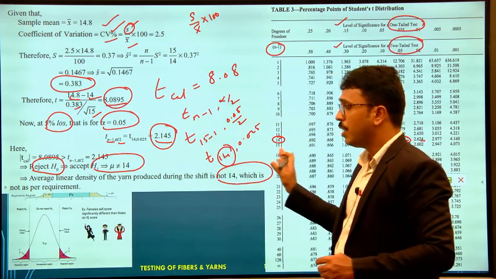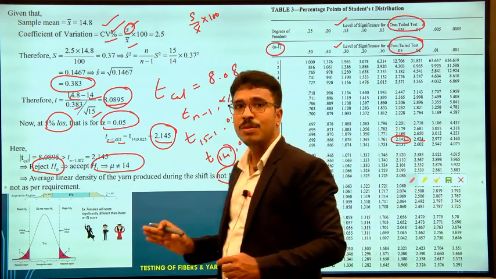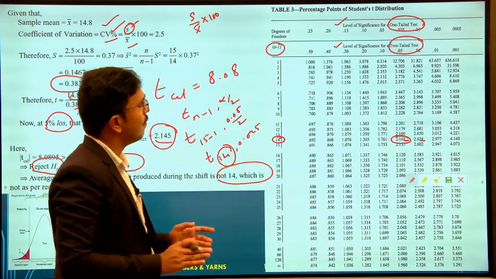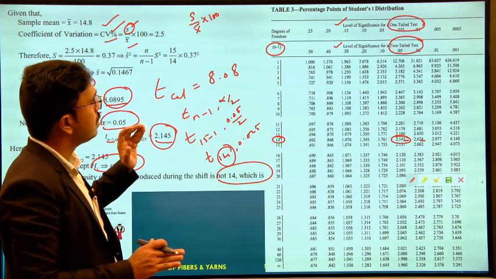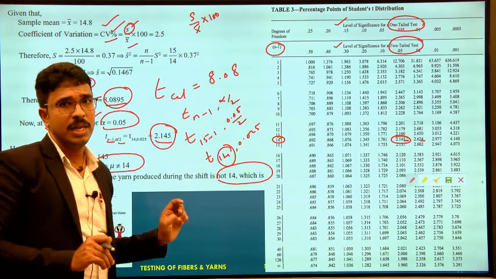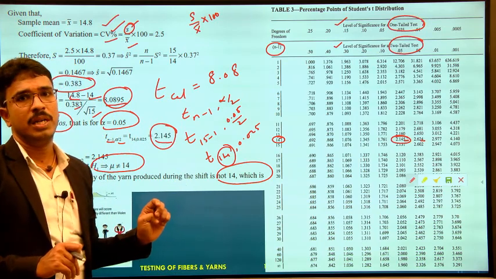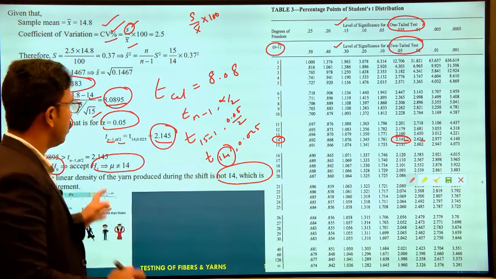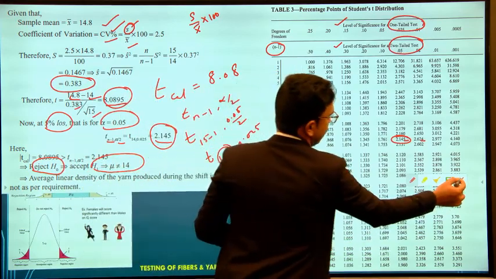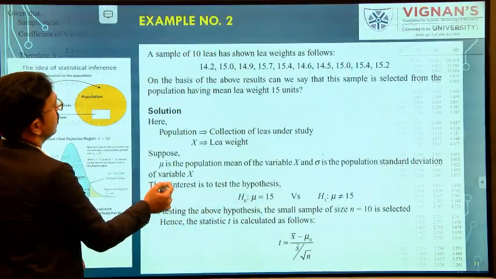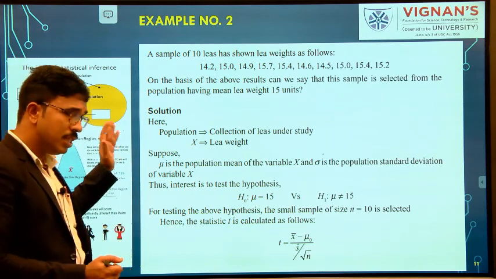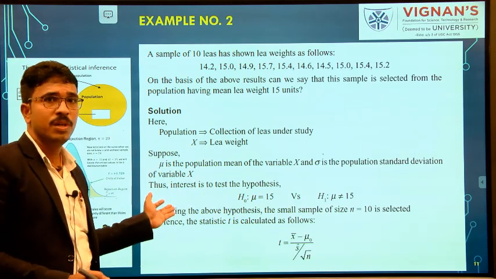And this is how you need to look at the values in this two-tail test, and then the one-tail test. Understand? So this is one example. And the next one is also the same as the previous one.